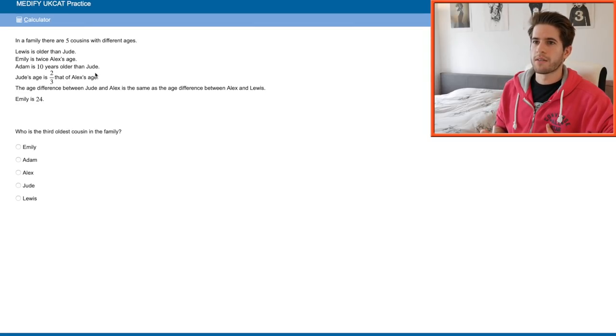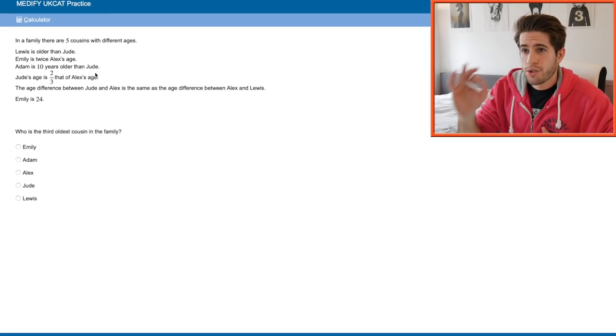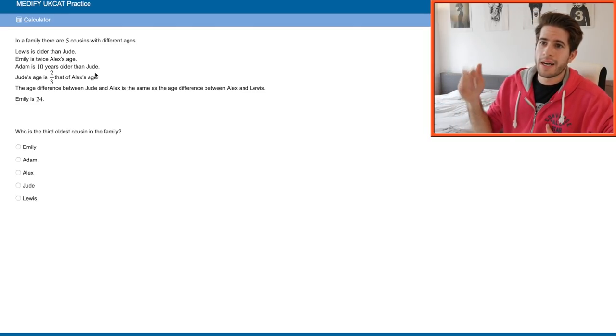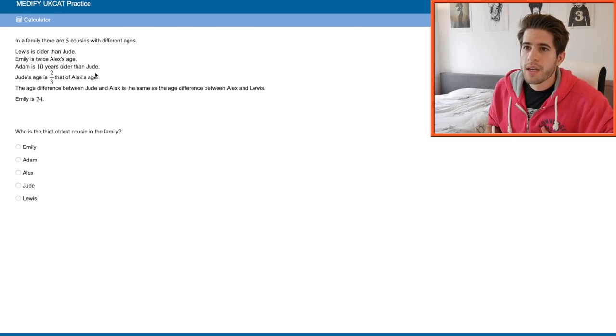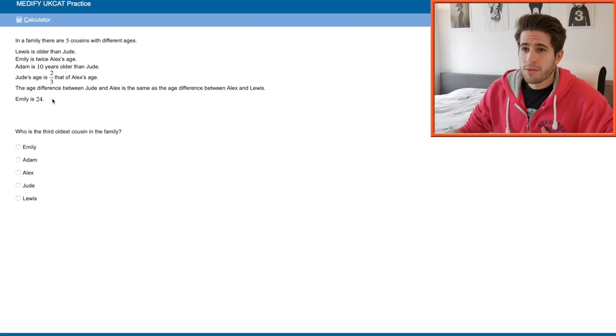Oh, there's Alex and Adam. Okay, so Adam is older than Jude. Jude is 2/3 that of Alex. So Alex is older than Jude. And Emily is twice Alex's age. So Emily is older than Alex. The age difference between Jude and Alex is the same as the age difference between Alex and Lewis. And Emily is 24. Okay, Emily is 24. Emily is twice Alex's age.